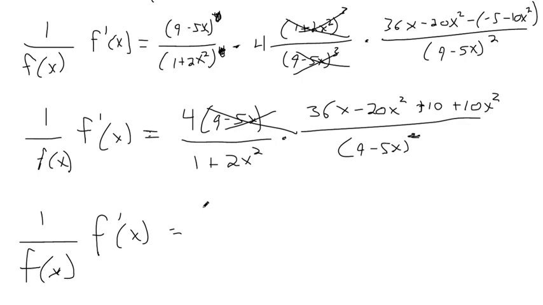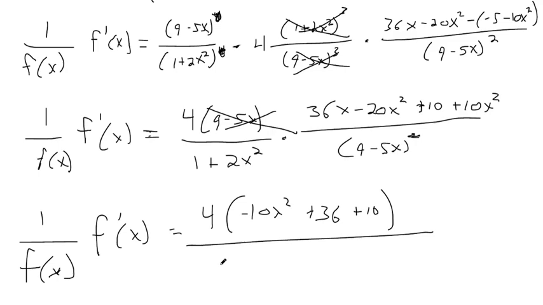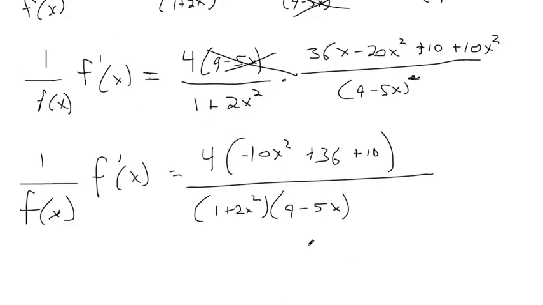So multiplying these together, it's 4 times this entire numerator in parentheses. Negative 20x squared plus 10x squared makes negative 10x squared, plus a 36x plus 10. That's all over 1 plus 2x squared and 9 minus 5x. And the problem is still not done. There's still a bit of work to do because we still have to solve for f prime of x. I'll show you that in just a second. It's easiest if we can clean this up.